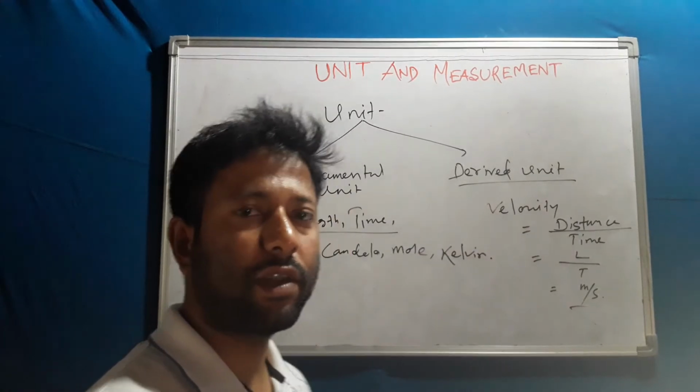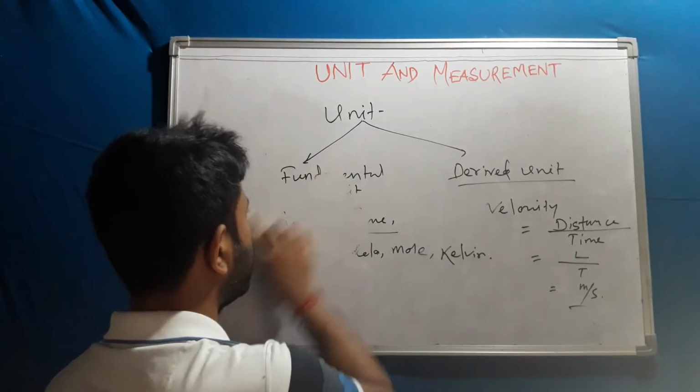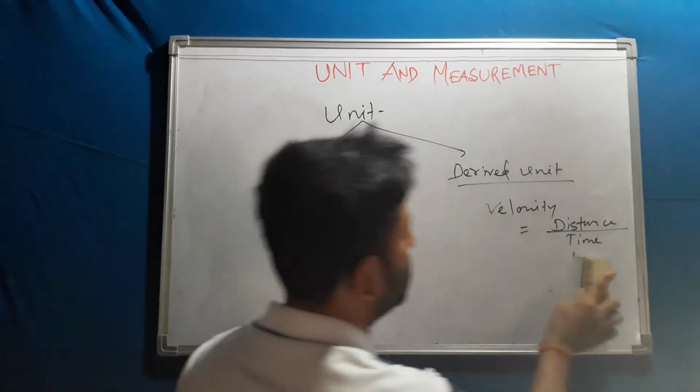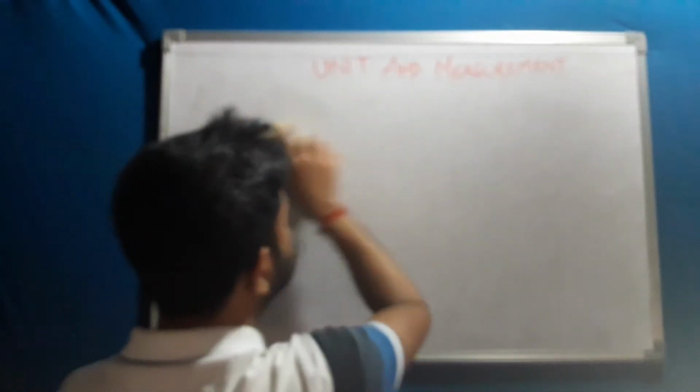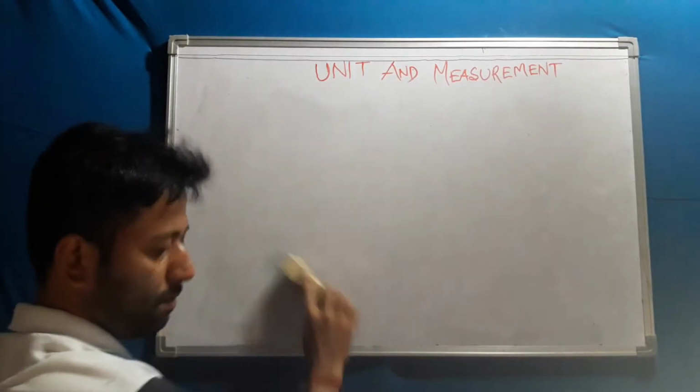Basic unit or fundamental unit. Now we'll study the classification of the unit system. Actually, unit systems have been classified into three major categories. What are the three major categories?